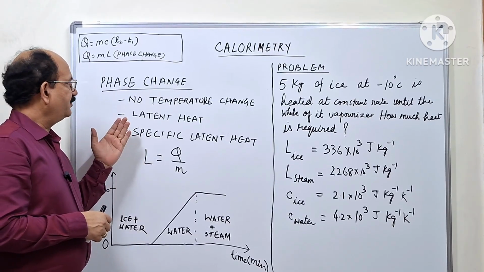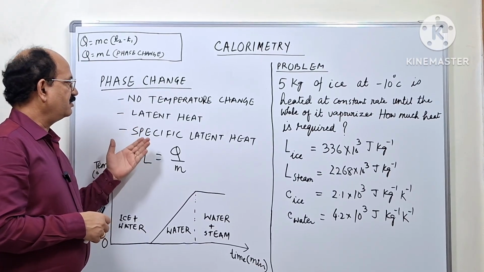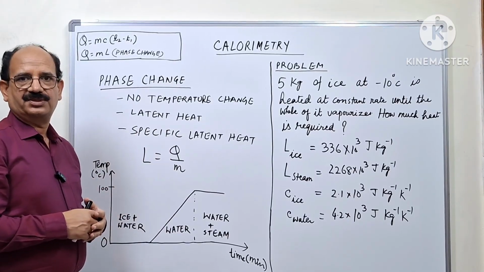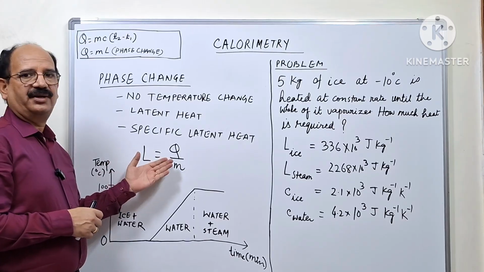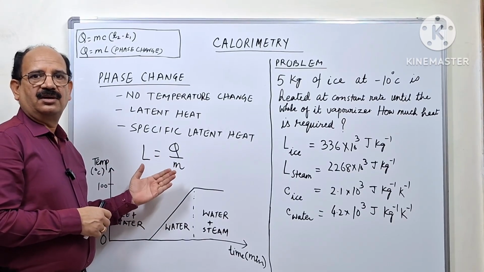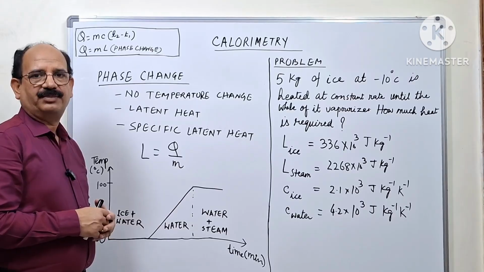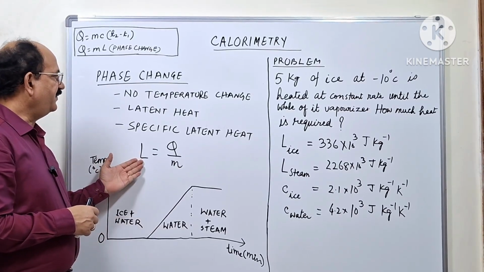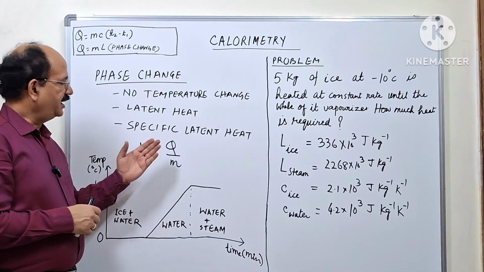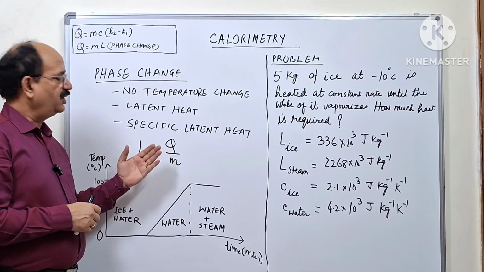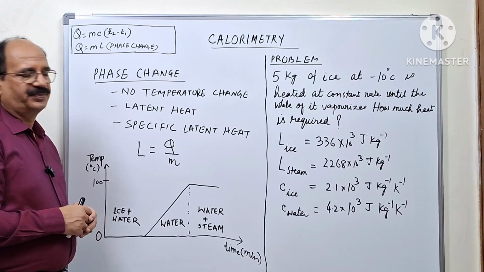Related with the latent heat, the specific latent heat term is used, where it is heat supplied per unit of the mass in which the phase change is happening. So, specific latent heat is equal to the heat supplied during the phase change per unit mass.